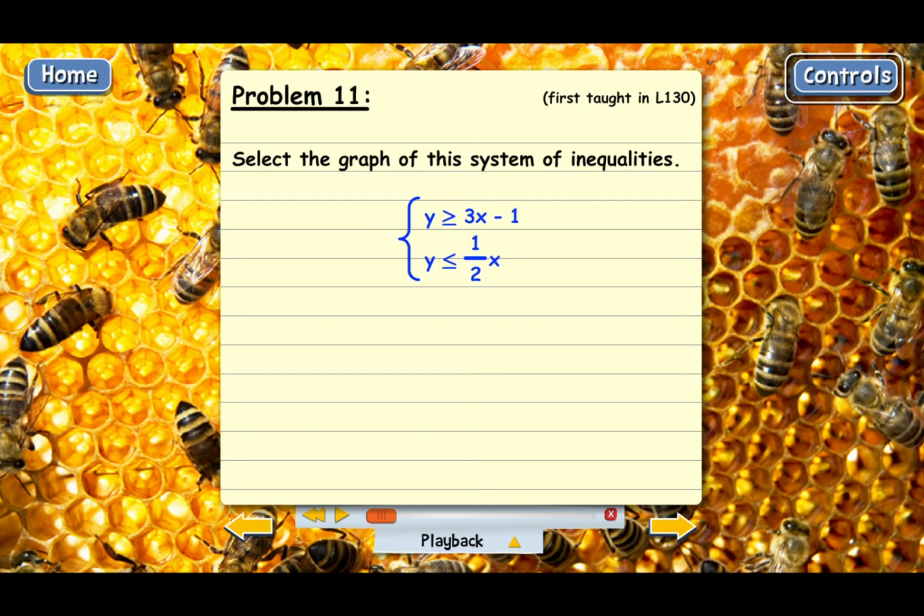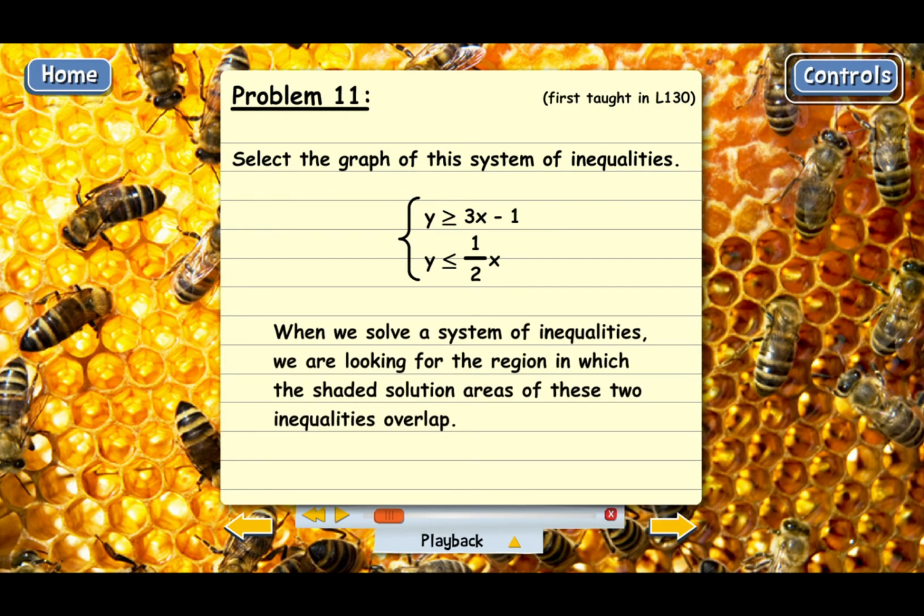We need to solve the system of inequalities y is greater than or equal to 3x minus 1 and y is less than or equal to 1/2 x by graphing. Then we need to select the best possible choice from the 5 given answer choices.